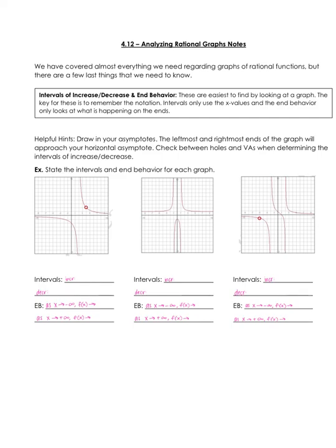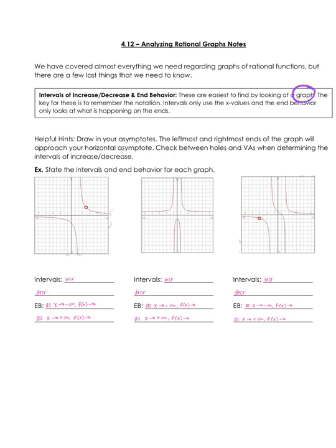Today's lesson will be on analyzing rational graphs. We have previously looked at holes, at zeros, at asymptotes, both vertical and horizontal, and at the domain. And now we're going to look at our intervals of increase or decrease and our end behavior. So these are best seen on a graph.